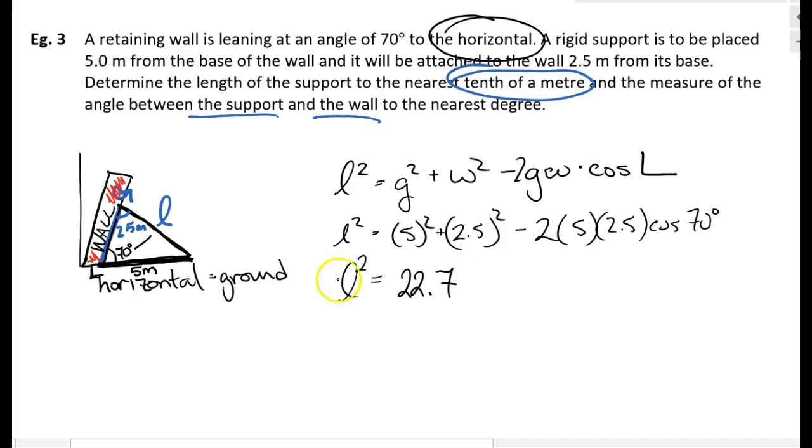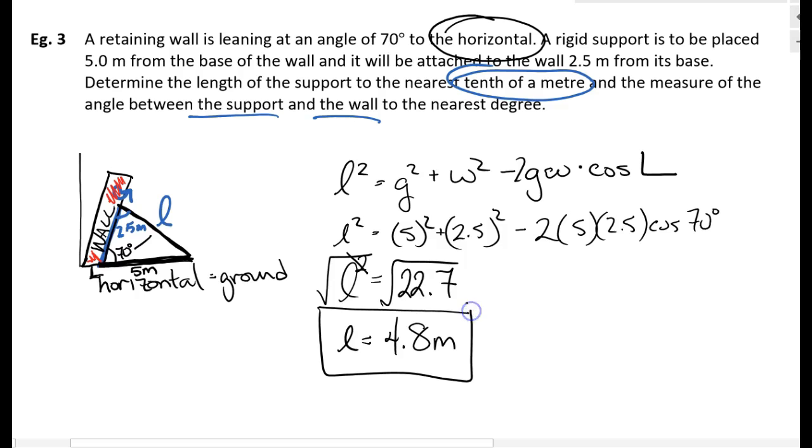22.7, but that's the square of my length. I need to find just the length. So we undo squares with square roots, and I get 4.76. Again, to the nearest tenth of a meter means 4.8 meters is my length. So that's part one of what I was asked to find. I was asked to find the length of my support.